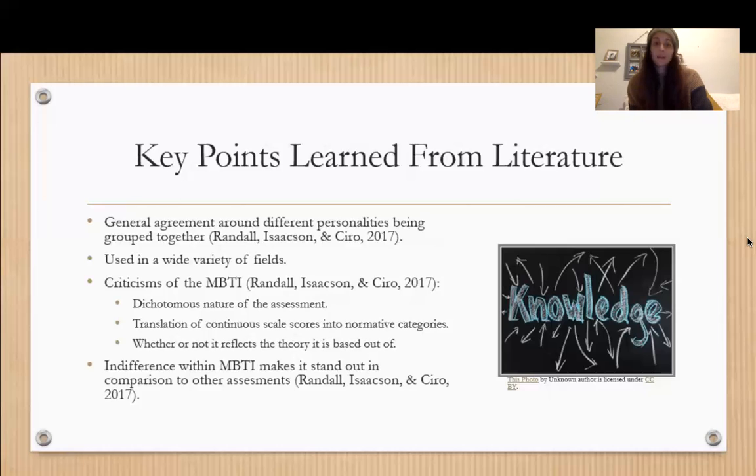One thing that did stand out in regards to the effectiveness of the Myers-Briggs was that its indifference makes it stand out in comparison to other assessments. For example, there are a lot of assessments out there that have a positive or negative connotation to the results derived from the assessment, but with the Myers-Briggs, there's not necessarily a positive or negative connotation with a result. Rather, it is further information on what kind of person you are, what kind of job you can receive, or what kind of personality fits you best.